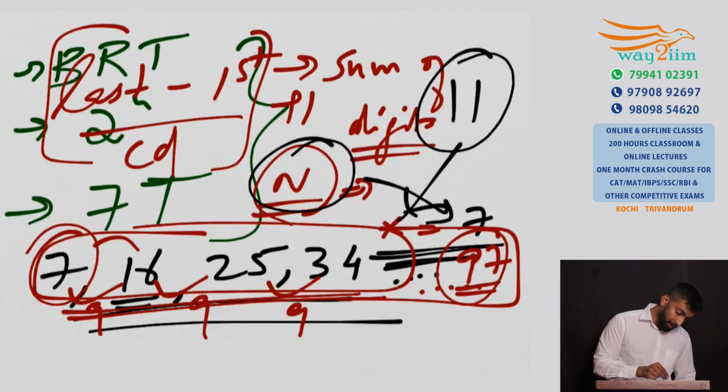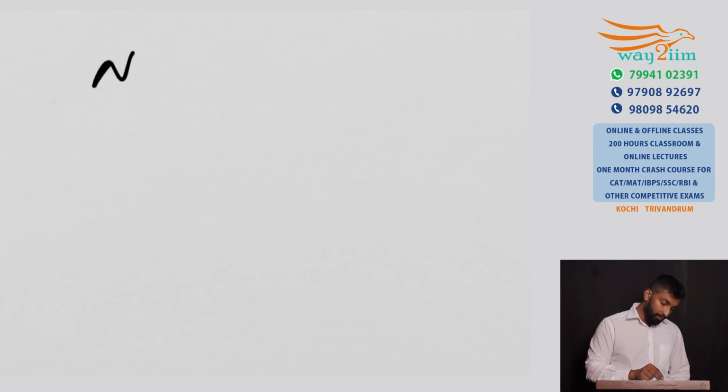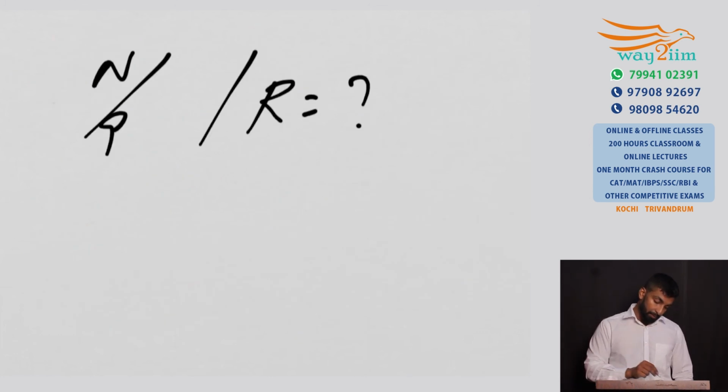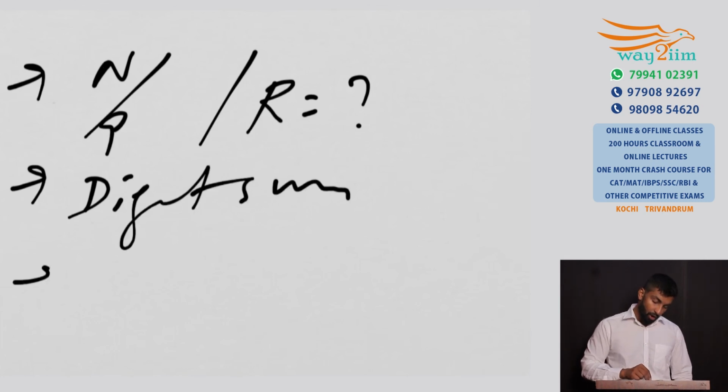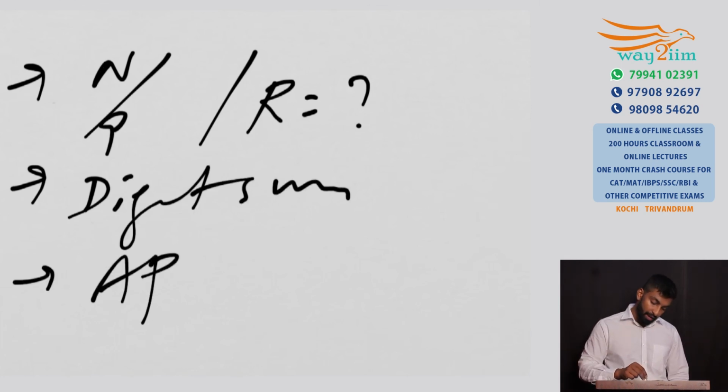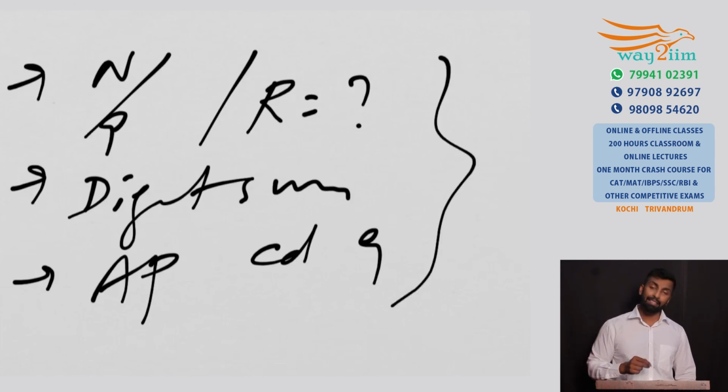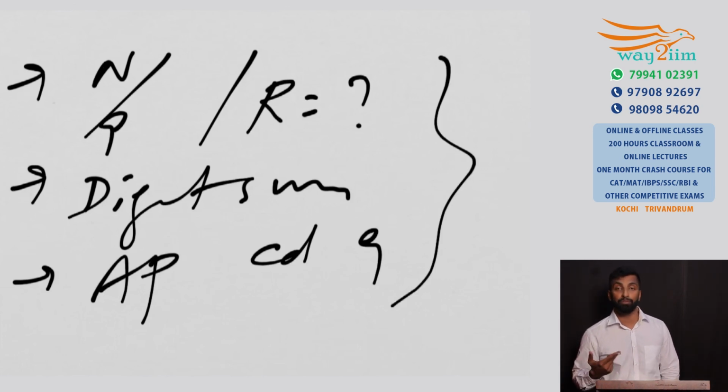Or they can ask you a different question, simply a number which when divided by 9, what is the remainder? The first possible question is based on the sum of digits. Or they can ask you a question based on an AP with a common difference 9. So all these can be asked from the divisibility rule of 9.